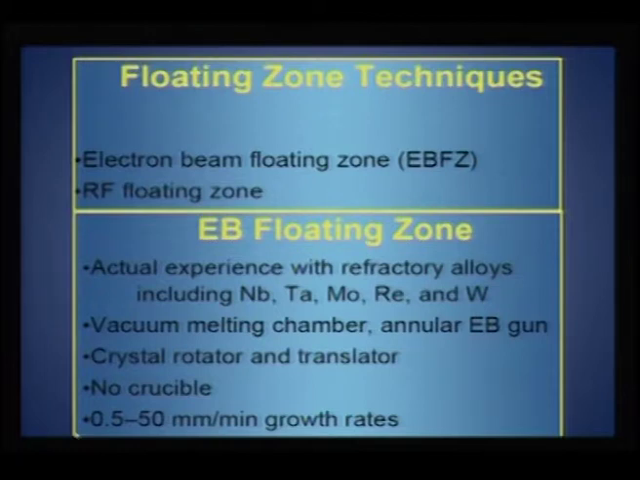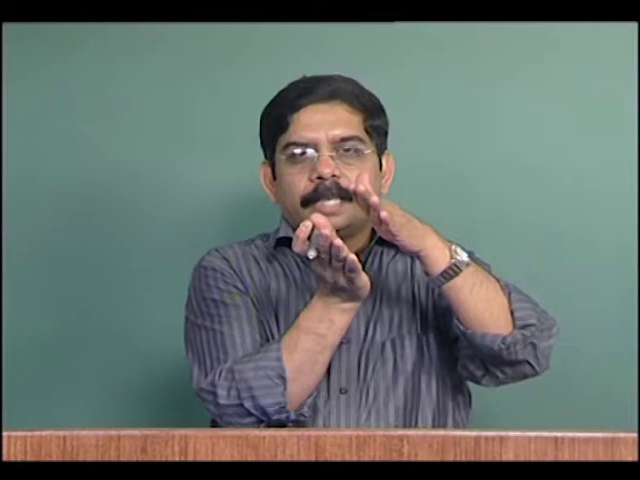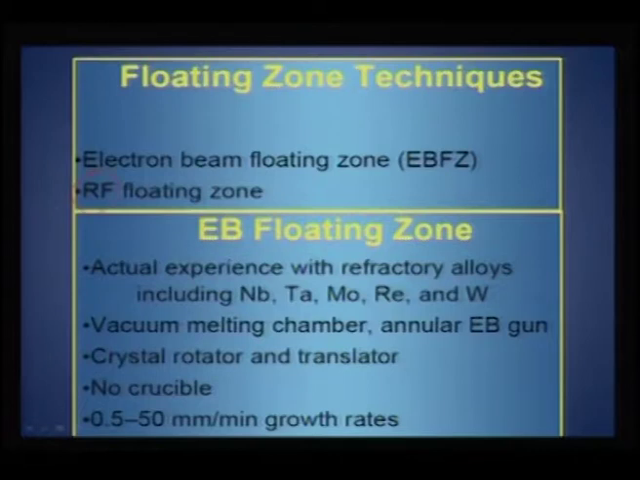The next technique is the floating zone technique, and here floating zone means you try to bring out a zone which will divide between the feed and the crystal, and the intermediate necking region is actually melted. So, how do you melt that? You can use a radio frequency to melt that region, or you can use an electron beam to melt that region. Therefore, it is called the EB floating zone method, and we can make several alloys or metals using floating zone, to mention niobium, tantalum, molybdenum, rhenium, tungsten.